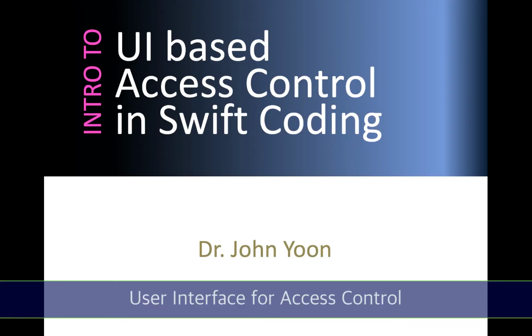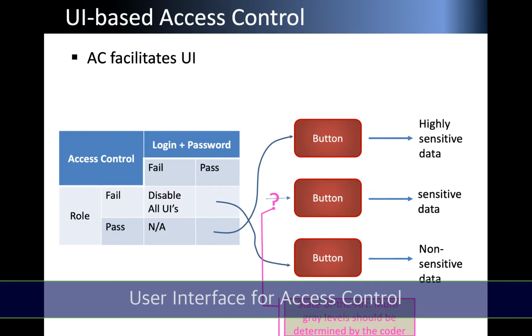Hello everyone. I'm going to explain the user interface-based access control in Swift coding. We can think of multiple ways that you can take user credentials, the user login and password. Of course, it can pass. And then we're thinking of a role-based access control as well. So we can take three pieces of information from the user: the combination of a login and password may fail or pass, and their role as well.